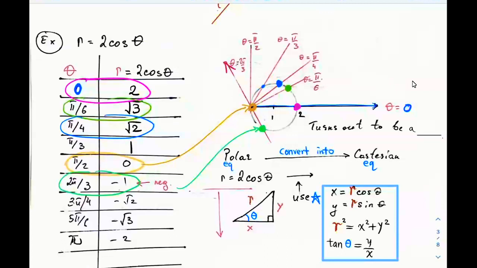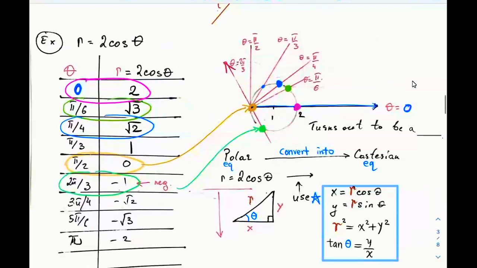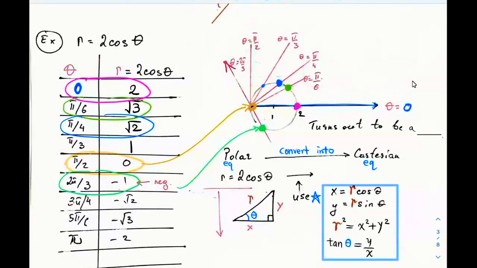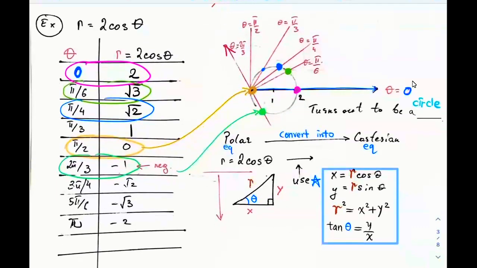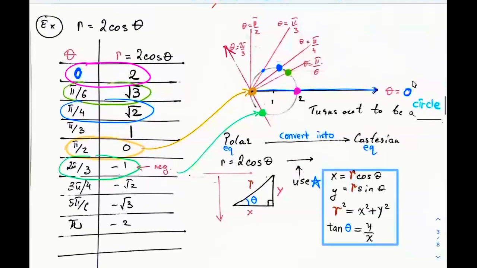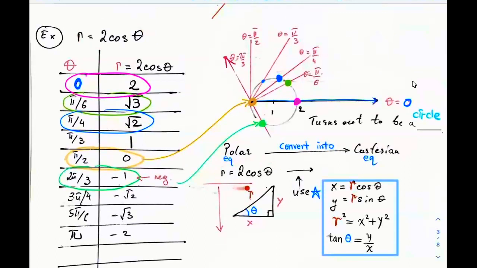And similarly, you get all those other points. And looking at this, what does it look like to you? It looks like a circle, doesn't it? Okay, it looks like a circle, but how can I be sure this is a circle? It looks like a circle with center over here with radius 1, right? And I can actually prove that this is a circle by changing this polar equation into a Cartesian equation and seeing if it fits the equation of a circle.